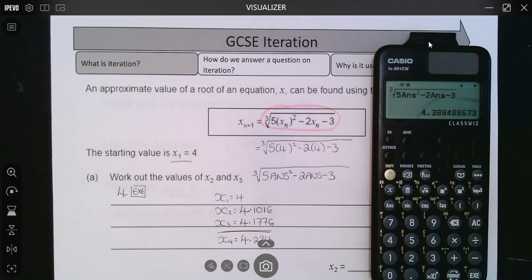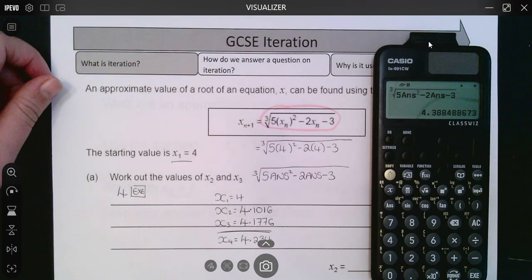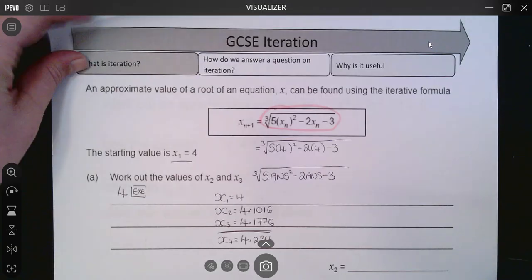Because these iteration questions converge on an answer. It pushes down into it. What answer that is, I'm going to explain on the next question. So that is how you set up your calculator. So let's have a look at another past paper question.